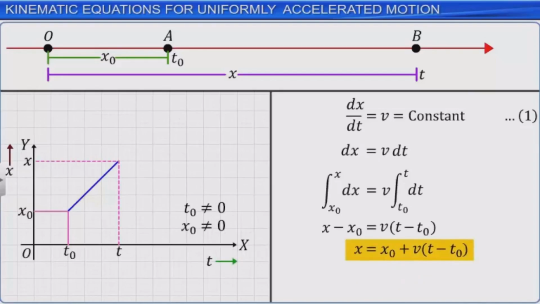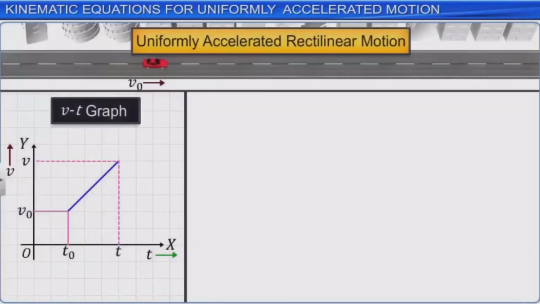This equation is used to obtain the position coordinate x of the body at any time t. This equation can be used when the values of x0 and t0 are both or either of them is equal to 0. In other words, the equation is applicable under all conditions. Now let's derive equations for uniformly accelerated rectilinear motion.